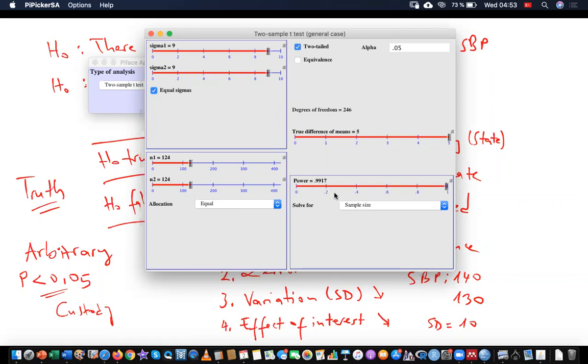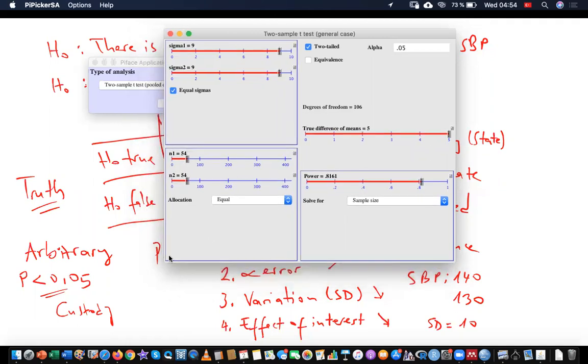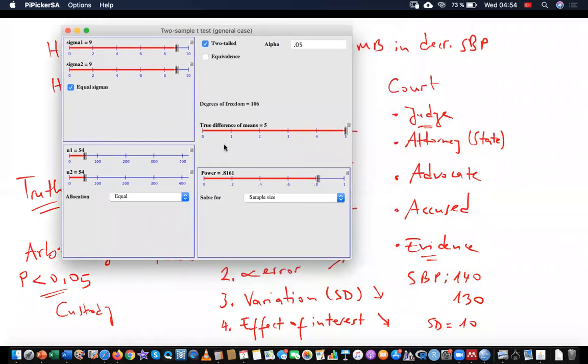But for me to conduct any study, it is arbitrary to have 80% power. I don't need 120 people. What can I do? I can decrease my sample size. And when I decrease my sample size, my power will decrease, of course. But it is acceptable to have 80%. Therefore, you see, instead of 100 and something, I can have 50 and 50 people, and 100 people will be enough to conduct this study with a power of 81%.